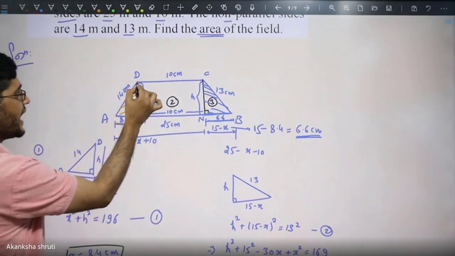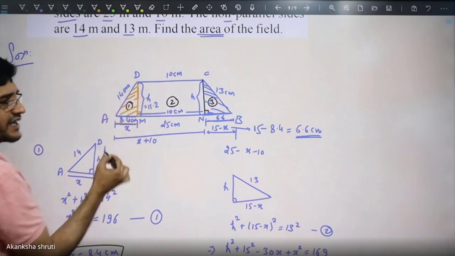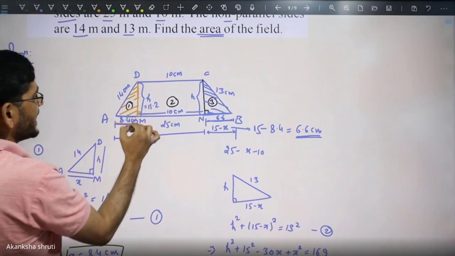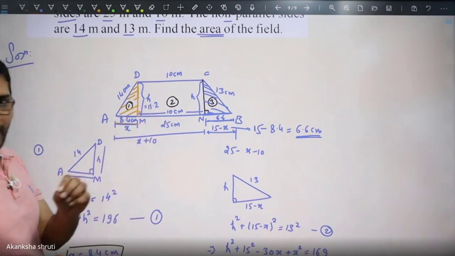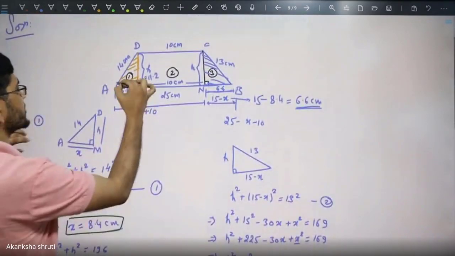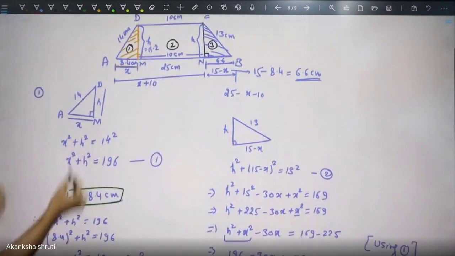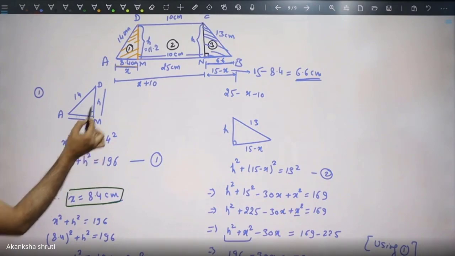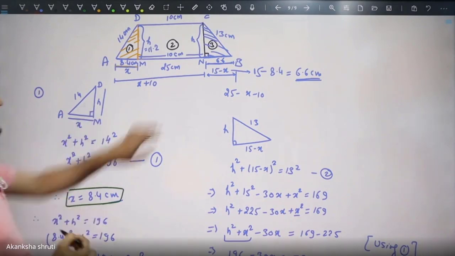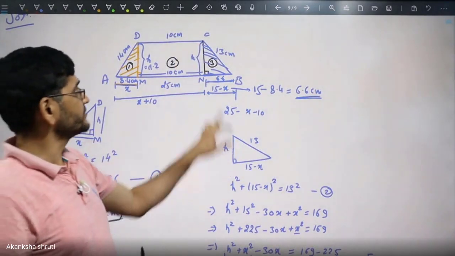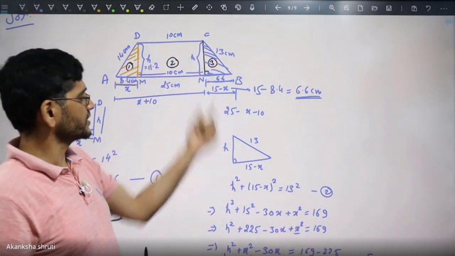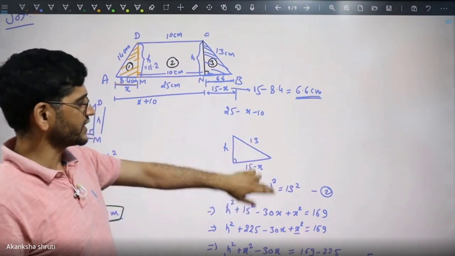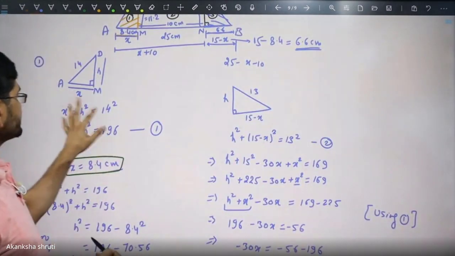Now this height we assume as h, that we need to calculate. For calculating this x and h, we need to apply the Pythagoras theorem in the two triangles. First is this triangle. Applying Pythagoras theorem in this triangle, 14 square will be equal to x square plus h square. Similarly, applying the Pythagoras theorem for the second triangle, or rather this third figure, h square plus 15 minus x whole square will be equal to 13 square. We have to solve these two equations.